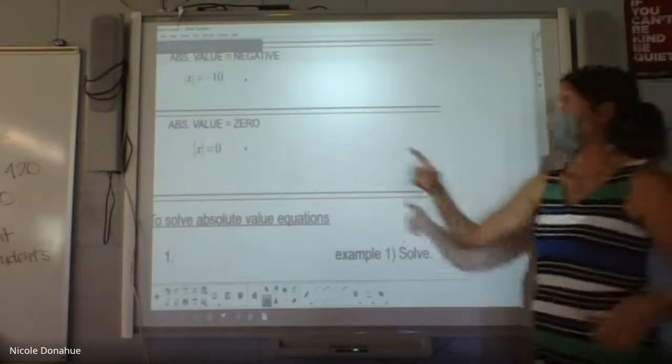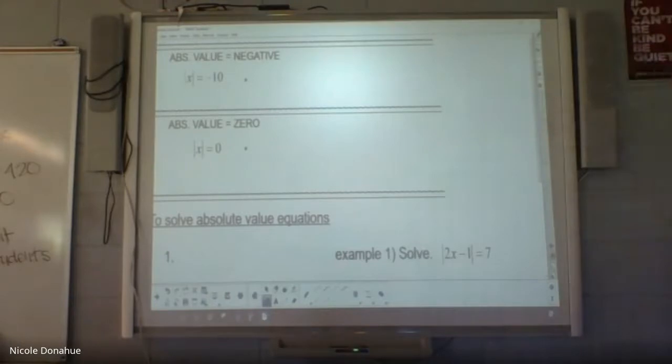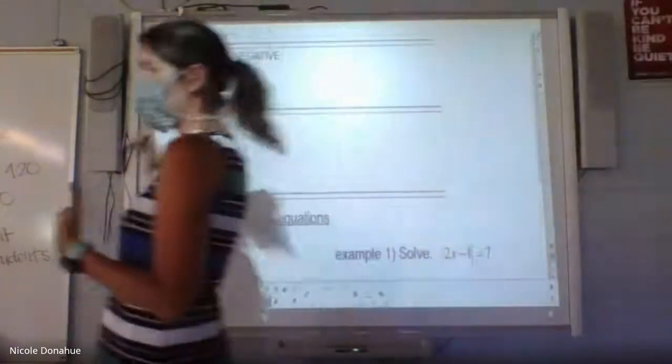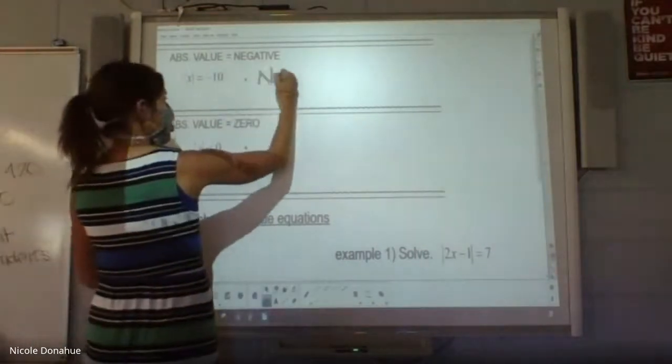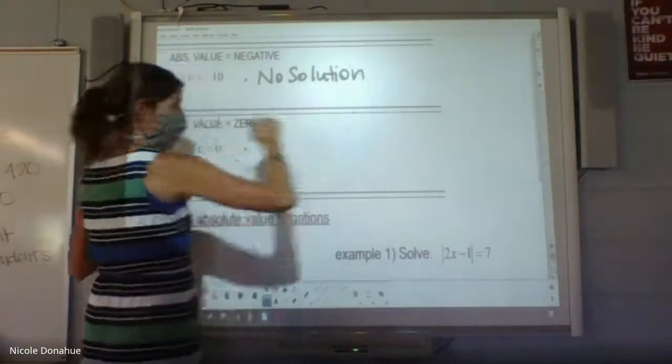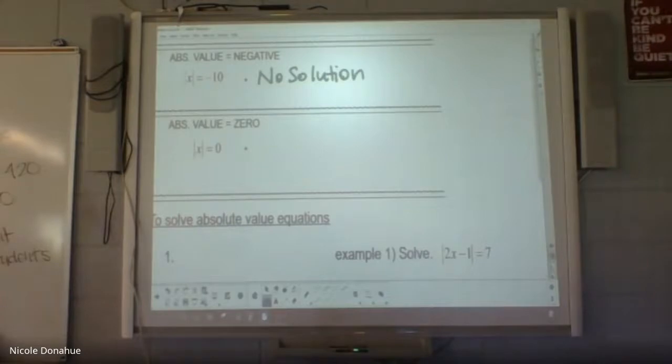There's a couple other special cases though. What happens if the absolute value equals a negative? What value of x would give me this outcome? Negative 10? No. Is there any value of x right now that I can put in there that would make the answer be negative 10? No. So what do we say when we can't find any answer that works? No solution. It's not possible to take the absolute value and have the answer come out as a negative. So when you see that happen, when the absolute value equals a negative, you can say no solution.